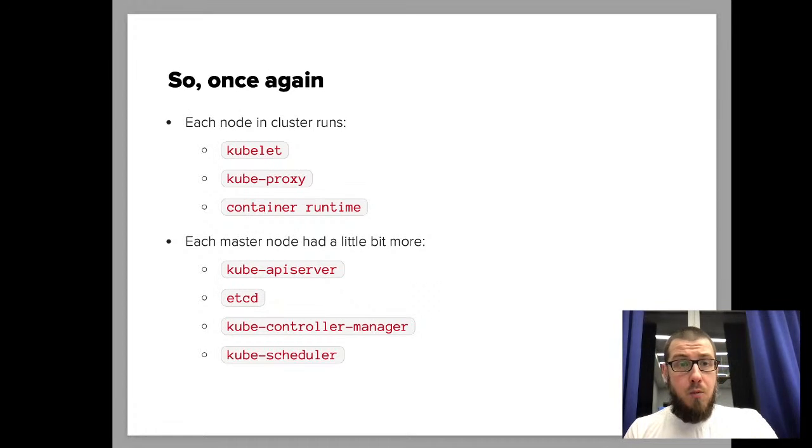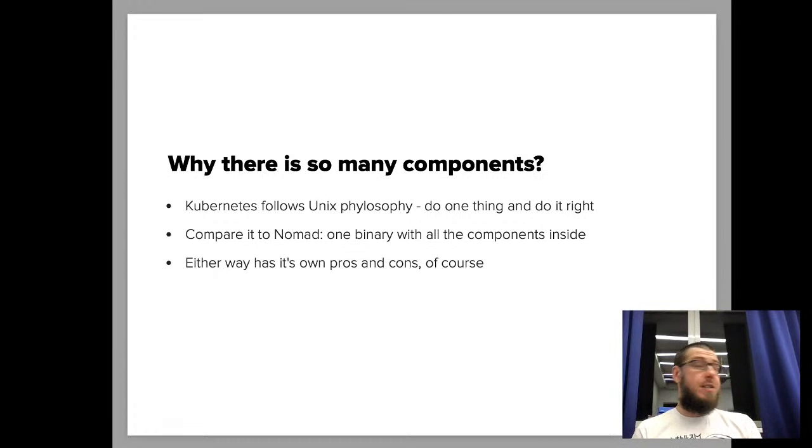It's a very interesting question. I think, and it's my own opinion, that Kubernetes follows the Unix philosophy: do one thing, do it right. You can compare it, for example, to HashiCorp Nomad, which has just one binary with all the components inside. Either way has its own pros and cons, of course, and there is no silver bullet here. But for me, Kubernetes really tries to follow the Unix philosophy, and it's awesome.